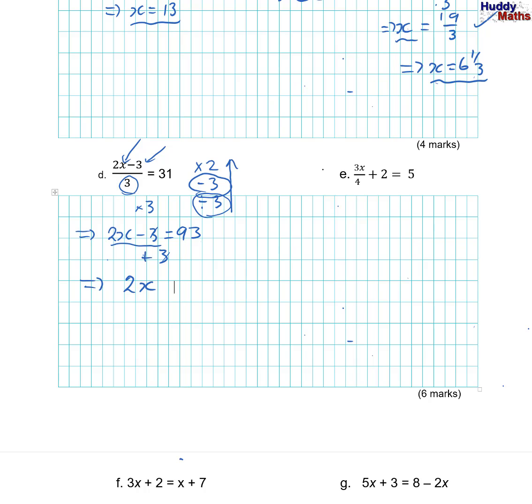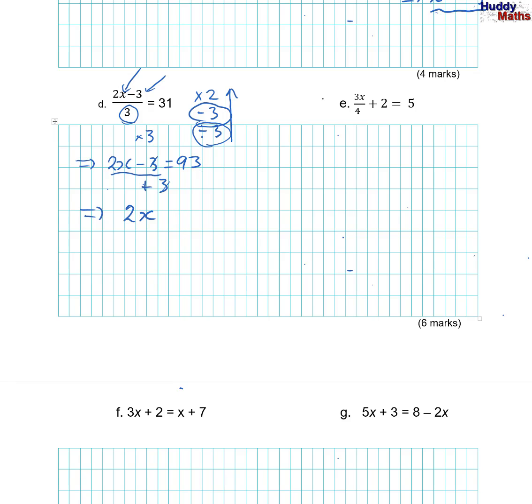We've got here 2x equals 96 now. And therefore we're going to then divide by 2. And x will be equal to 48. Okay, 96 divided by 2 is 48. All right, so that's our answer there.